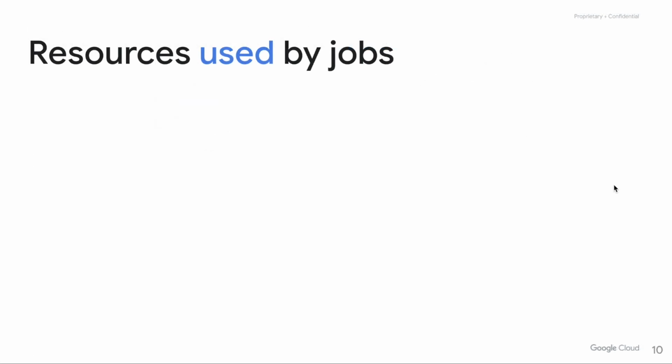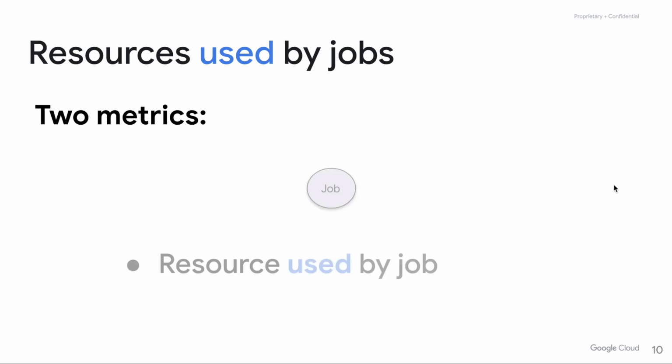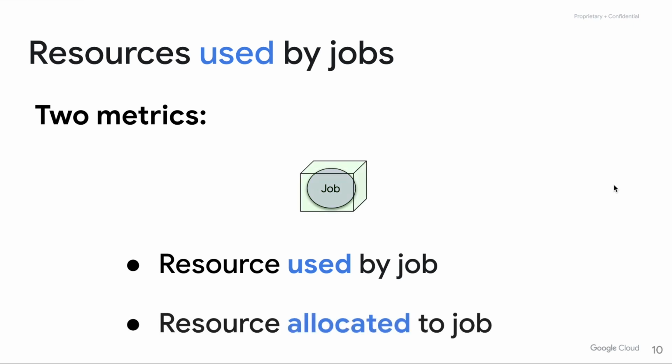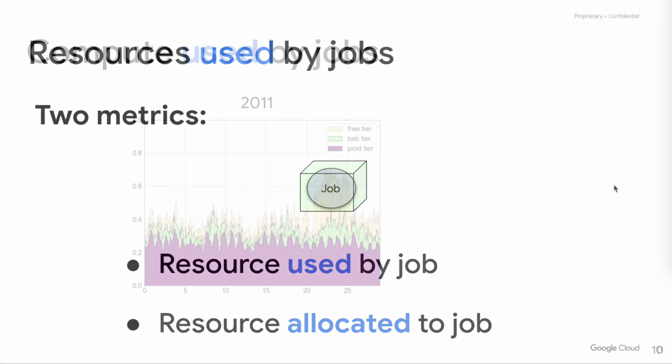Let's take a look at how much Borg cells are being used by jobs. There are 2 important metrics to look at here. The first one is the resources used by a particular job, while the second metric is the amount of resources Borg has allocated to that job.